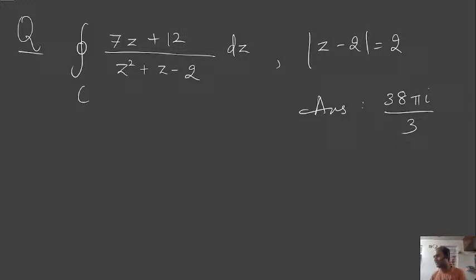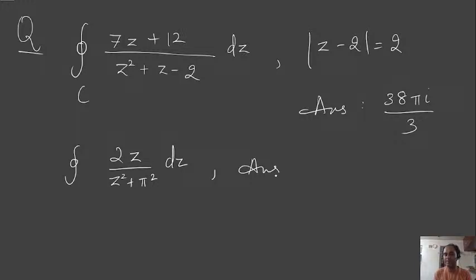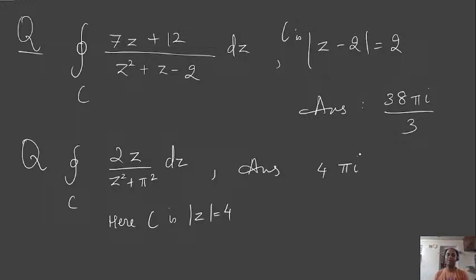You can even try a very simpler version of the same, 2z over z square pi square dz. Here the c is mod z equal to 4, and for this question the answer is 4 pi I. Very simple. You can try these few questions for yourself.